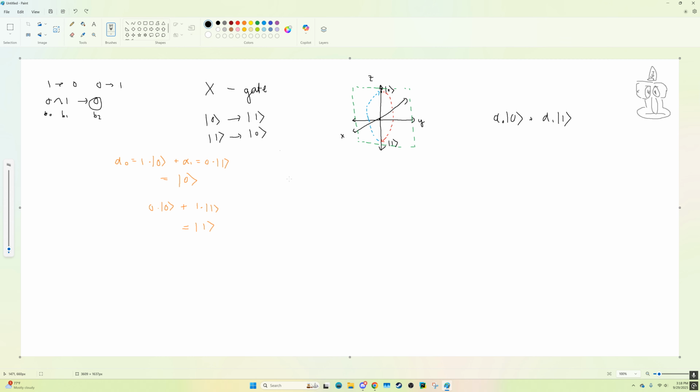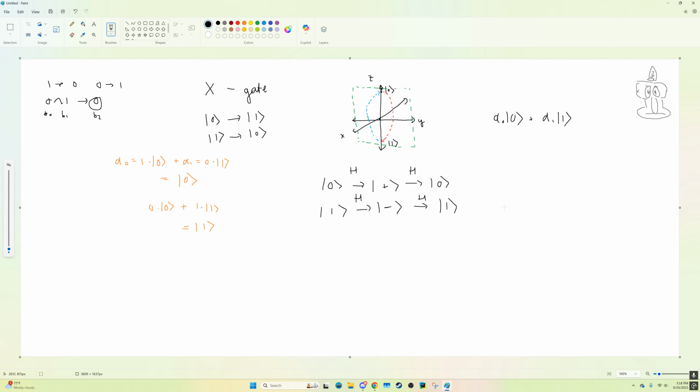Okay, so we do know it maps ket 0 to the plus state, and we know it maps ket 1 to the minus state. And Hadamard is also its own inverse. So if you apply Hadamard again, you will get back the original input. So this will be back to ket 1.